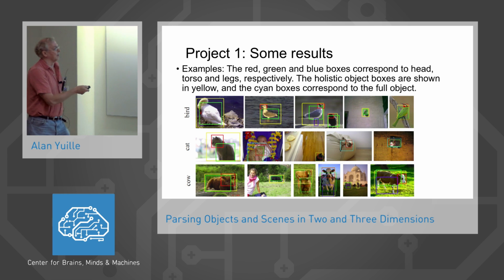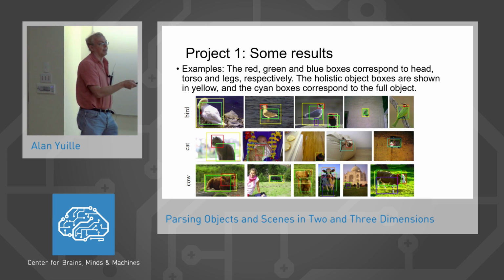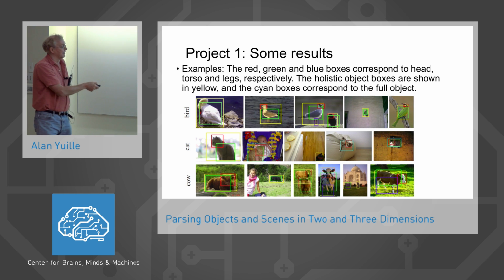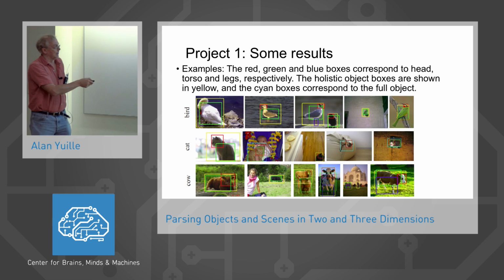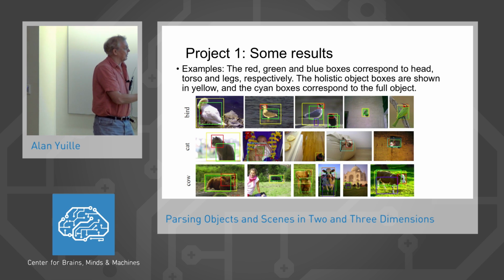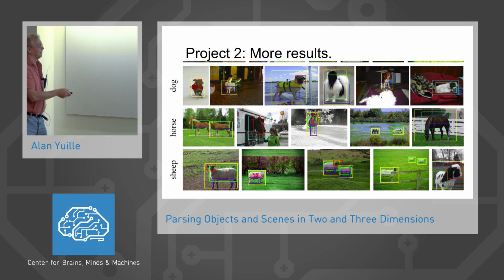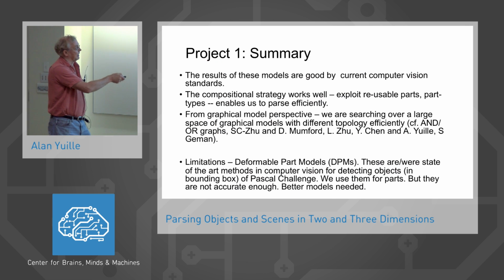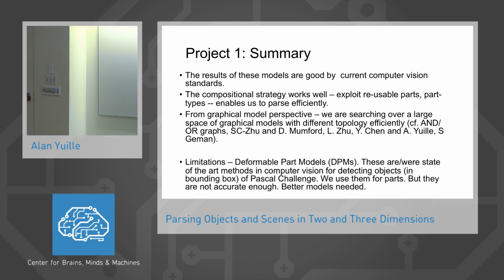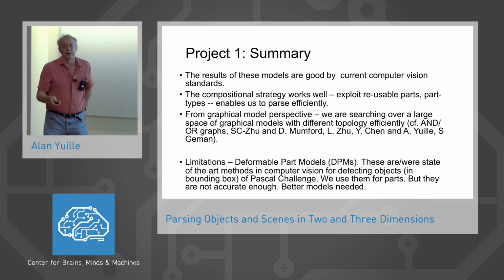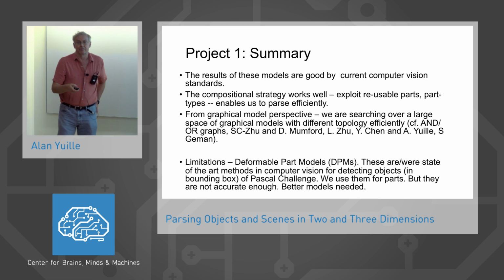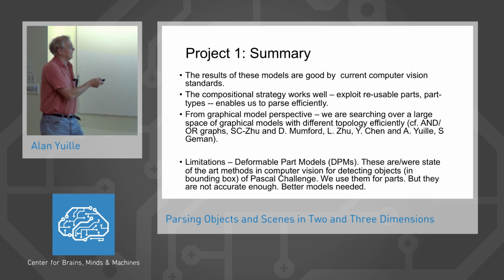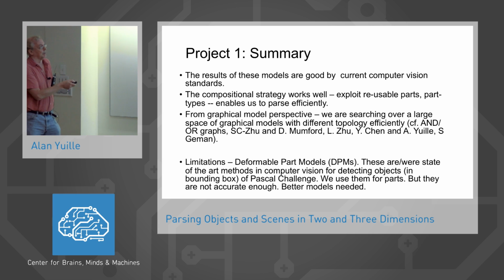So here is the bottom line: it works reasonably well, and here are examples of it finding the cat box and then the cat head and so on. Let me skip through these quantitative results. Here are tables and so on. So basically, by the standards of computer vision, this works well enough to get accepted, well enough to improve the state of the art on certain tasks, and it does show the compositional strategy works fairly well, exploits reusable parts, etc.